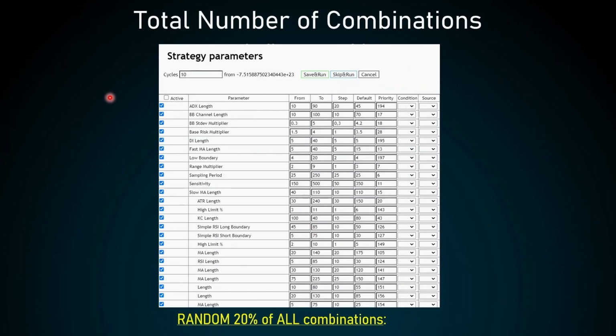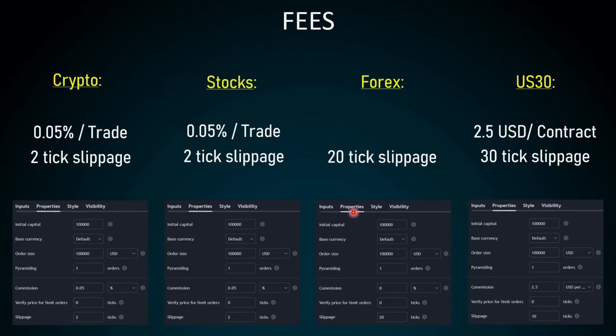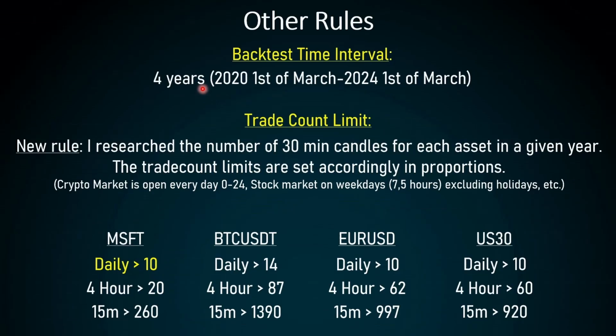To do the backtest, I am using a strategy optimizer extension that will automatically change the parameter settings and download the backtest results. Here you can see all the assets and timeframes, entry and exit conditions I will test. And here are the fees I will use. There are also some other rules. The backtest will be done on the last 4 years of price data, starting from the 1st of March 2020 and ending on the 1st of March 2024.